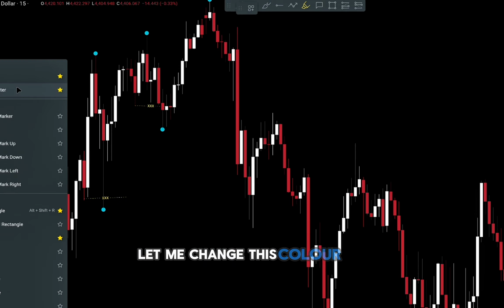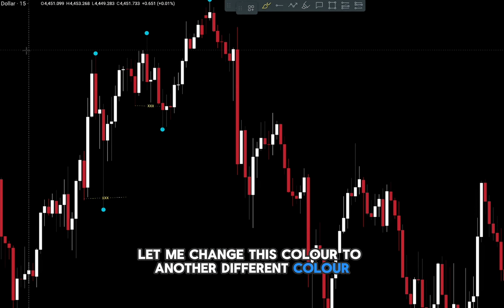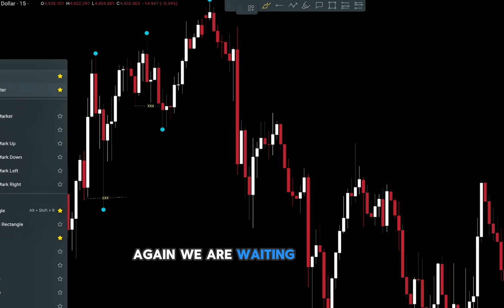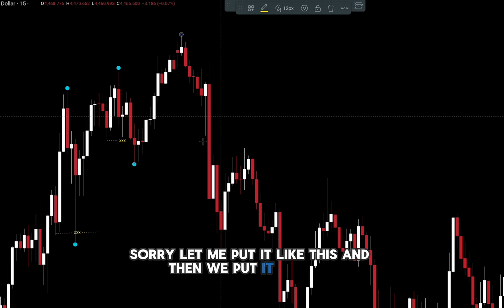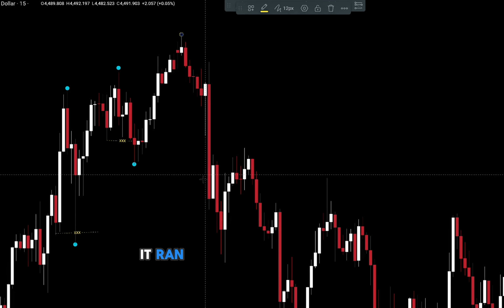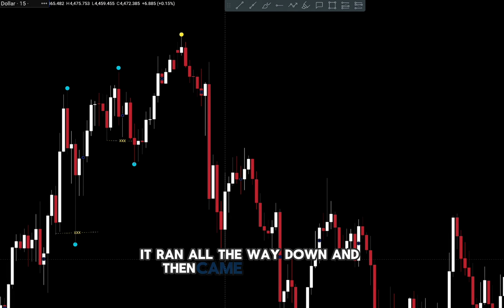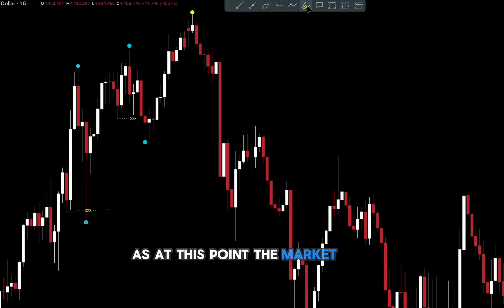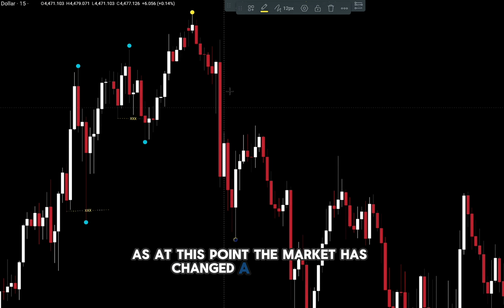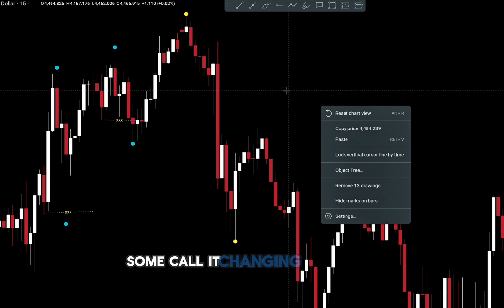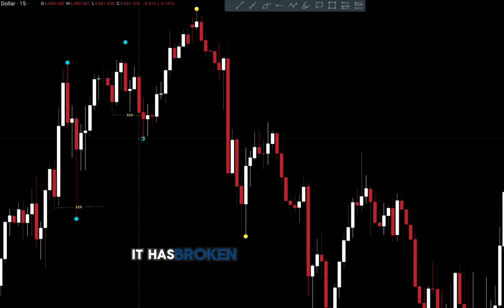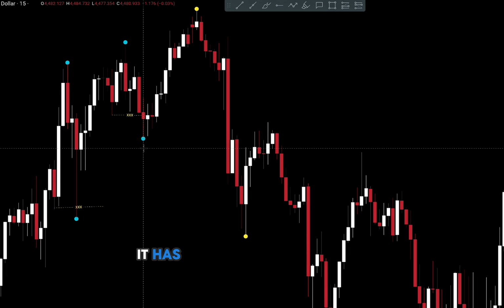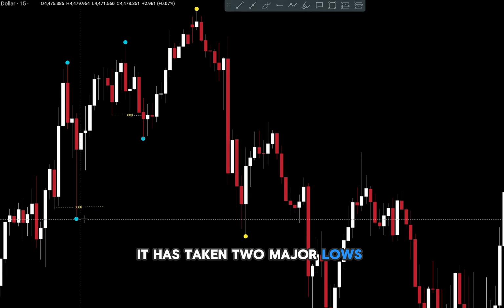Let me change this color to another different color again. We are waiting for it to create, sorry, let me put it like this, and then we put it yellow. It ran all the way down and then came to this place. At this point, the market has changed character. Some call it changing character, but I don't like using such names again. It has broken this low and this low. It has taken two major lows out.